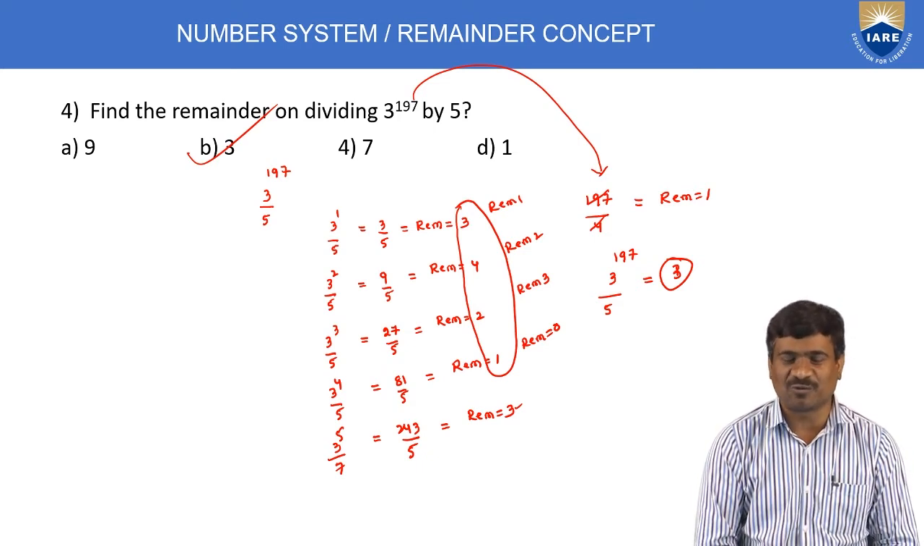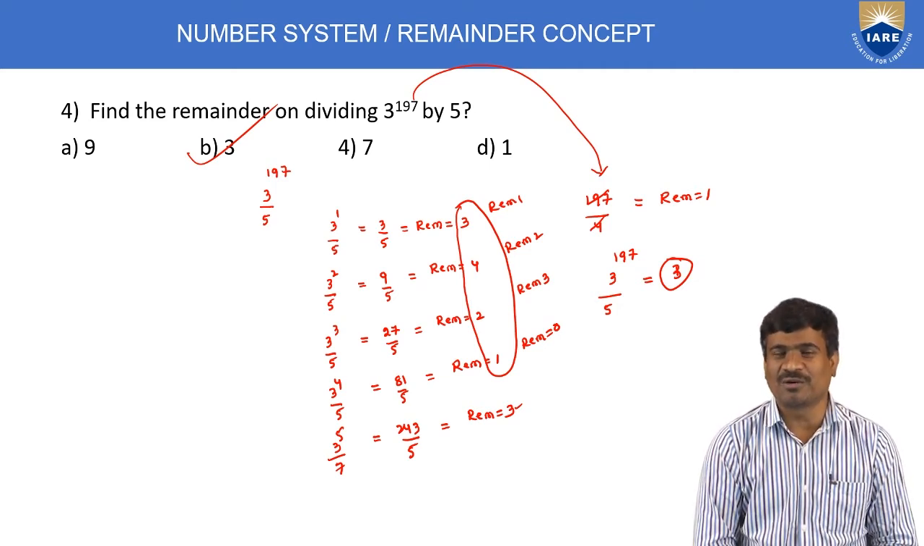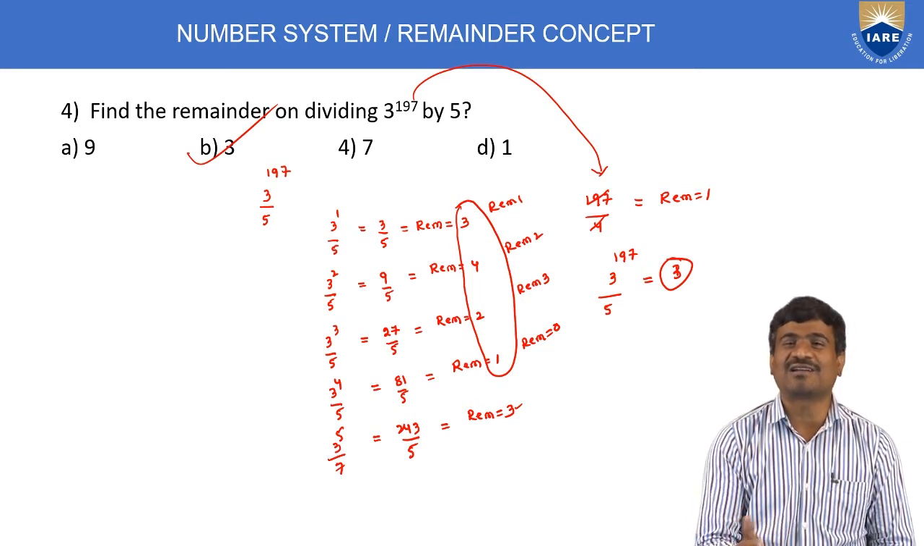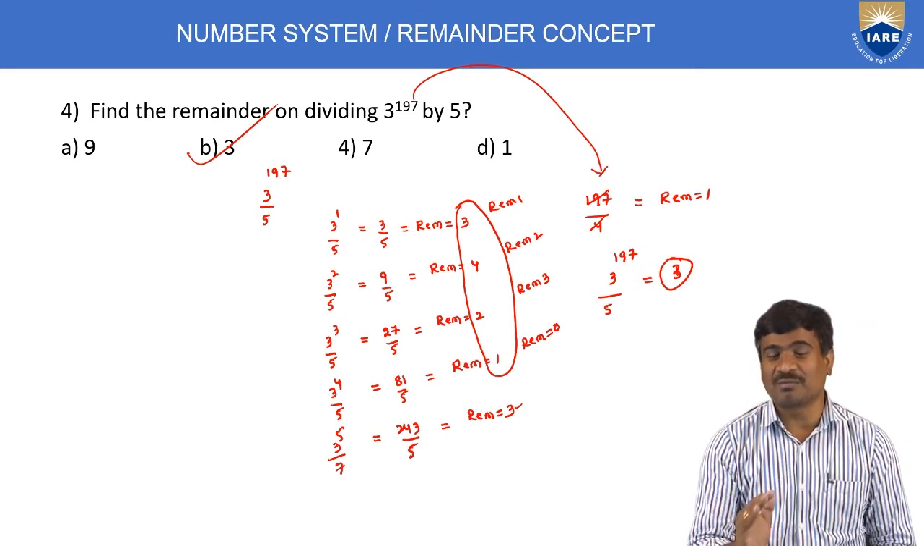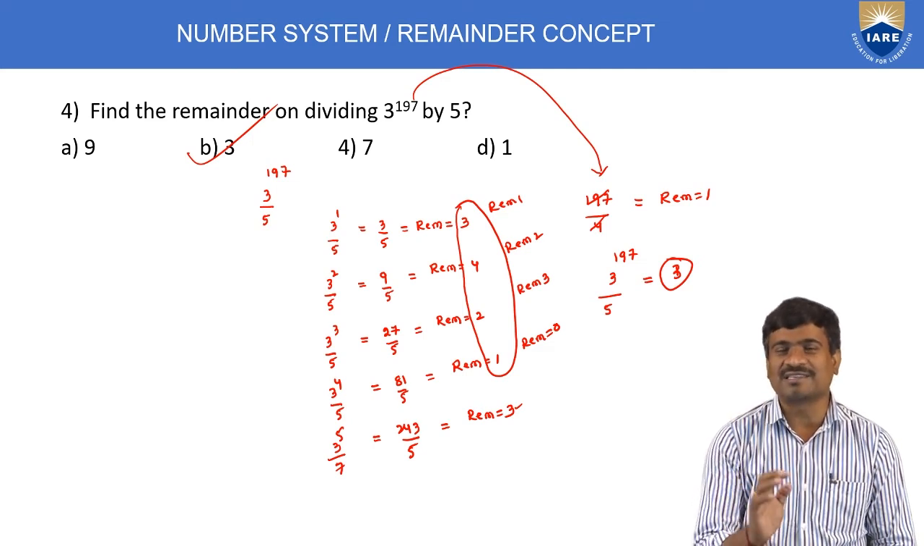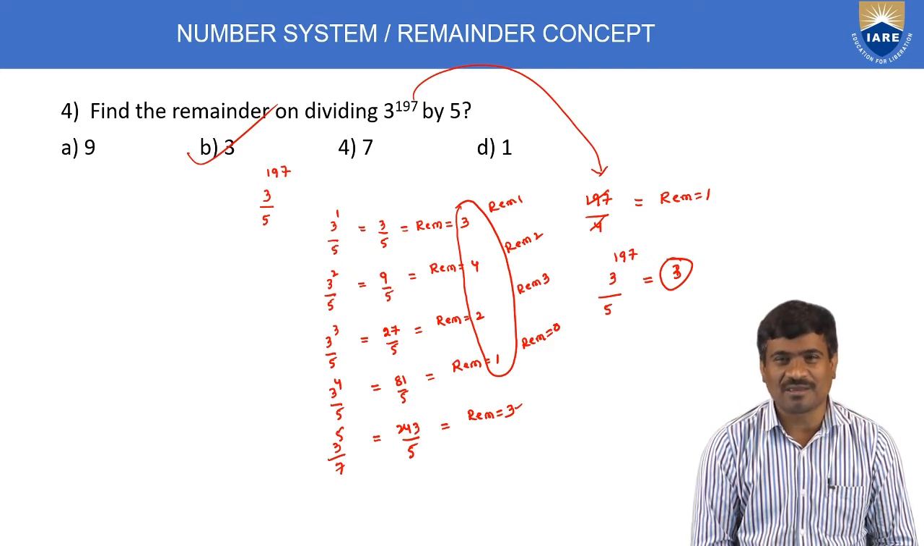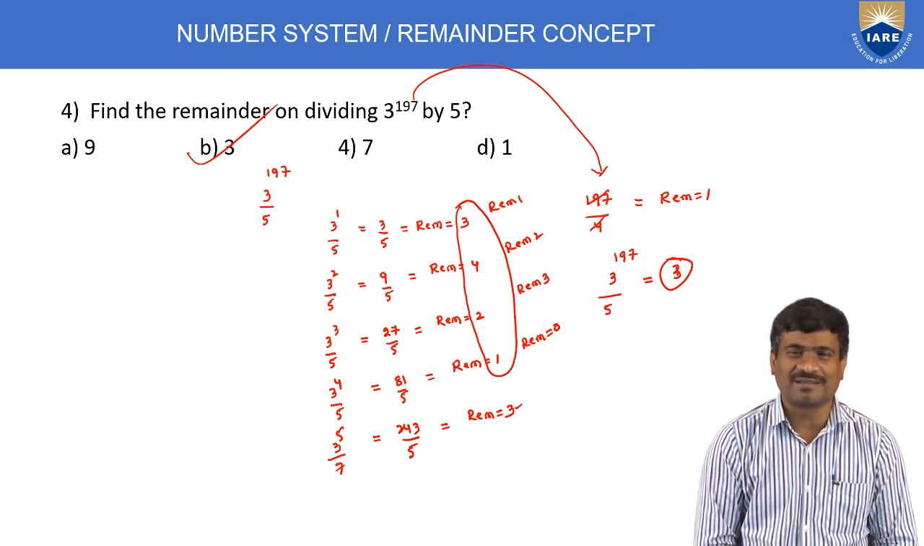197 divided by 4, consider only the remainder. The remainder is 1: 196 is exactly divisible by 4, but the remaining part is only 1. When the remainder is equal to 1, the answer is the first term of the repetition. This is the first method.